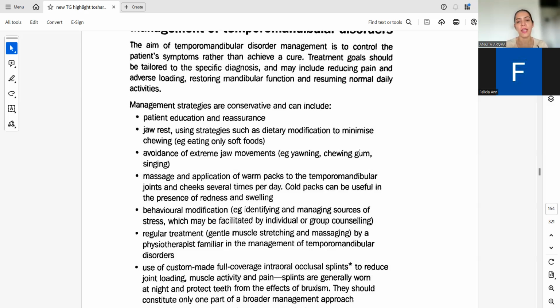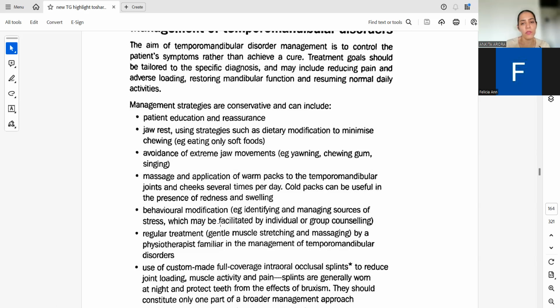action. Then avoidance of chewing gum, a strict no to chewing gum, and singing. Massage and application of warm packs to the TM joints and cheeks several times a day. Cold packs can be useful in the presence of redness and swelling. When we want to control the inflammation, that is when cold packs are good.